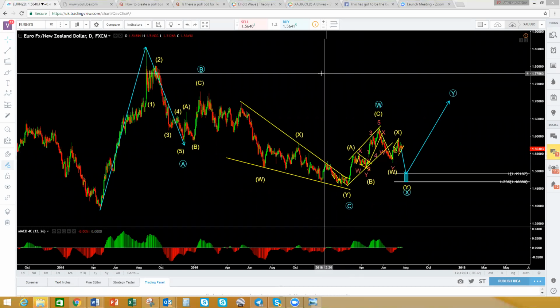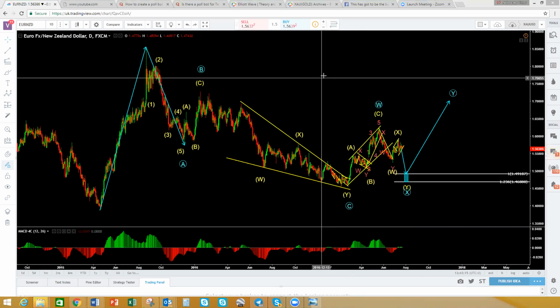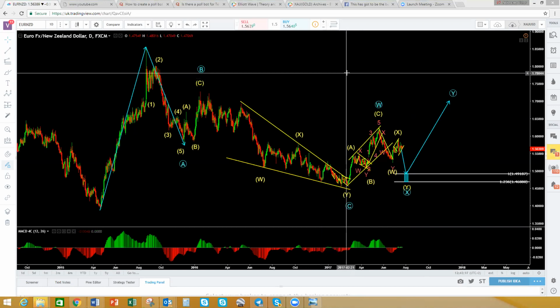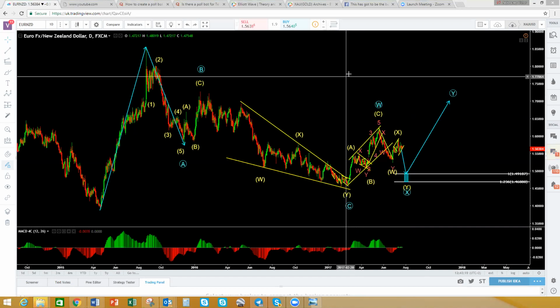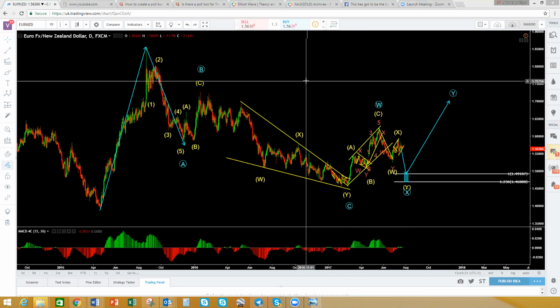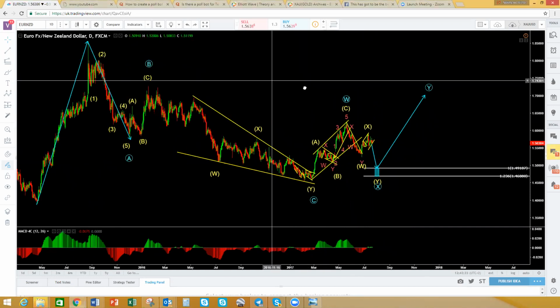All right, so I've just posted a Euro-New Zealand dollar trade setup on the Pips Exclusive Forex premium group. So I thought I should explain it with a video so we can see the rationale behind this trade setup. So let's go to the chart. This is the daily chart at the moment that I have on my screen.